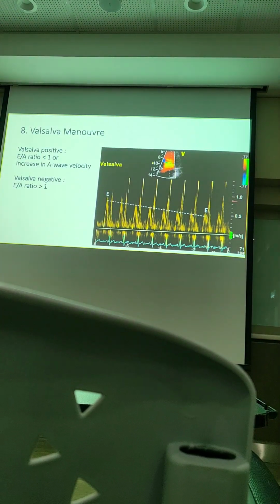The other one is Valsalva. Okay, you ask the patient to Valsalva, and after that you see the EA ratio. Okay, so if the A wave increases during Valsalva, then this is also one of the supporting parameters for LV diastolic dysfunction.